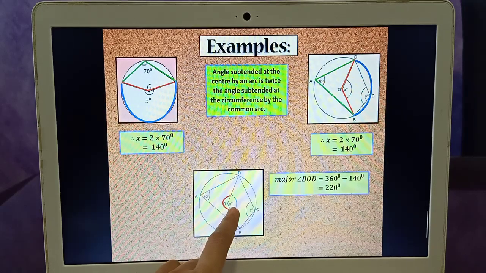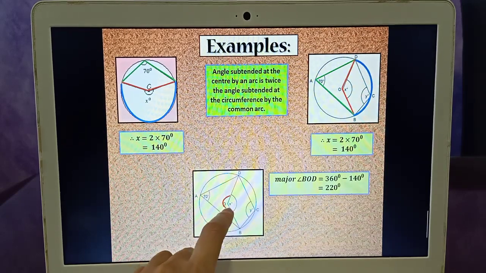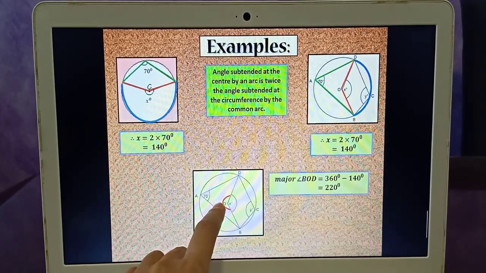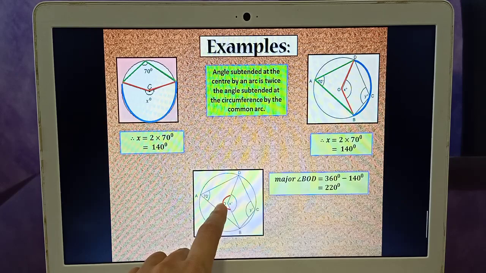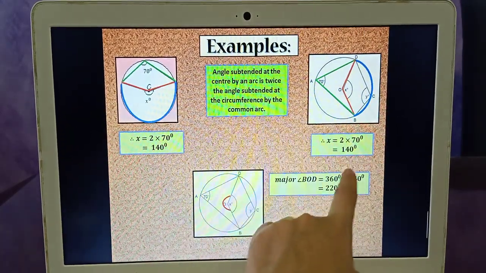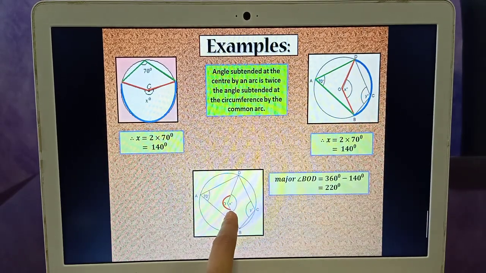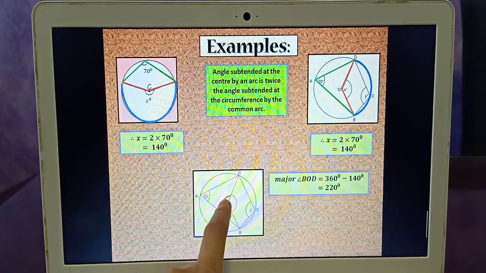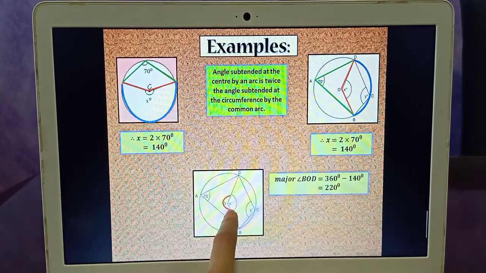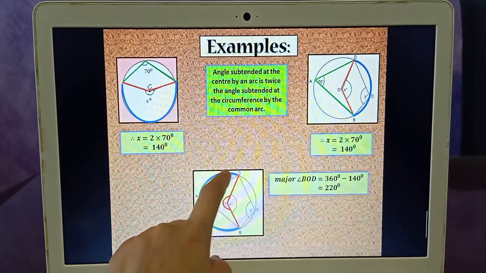You will ask, teacher, why do you get the 140? Okay, one whole turn is 360, right? So 360 minus x, you will get the measured angle BOD. You got your x in the previous question. So 360 minus 140, you get 220. After you get 220, it means you already have the angle subtended at the center, which is 220, by this arc.